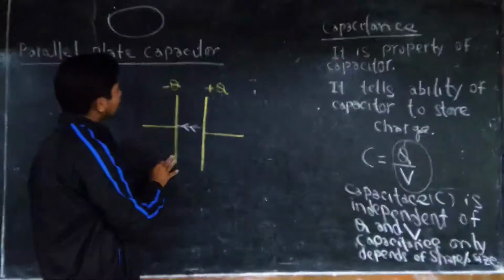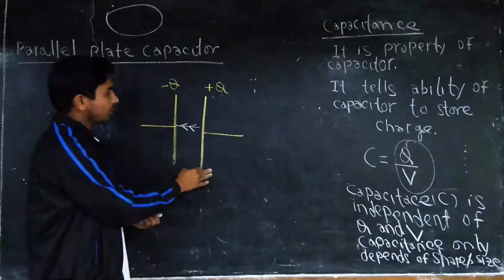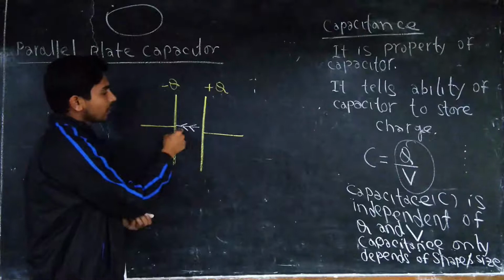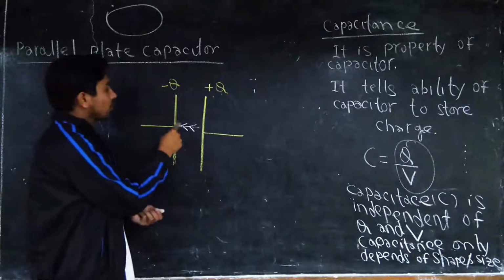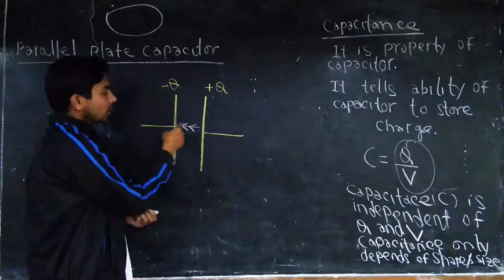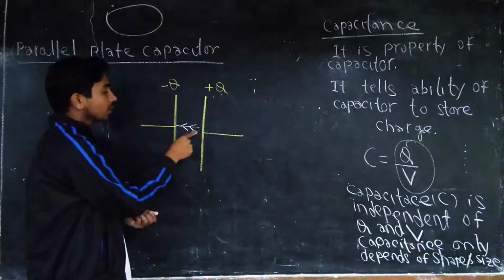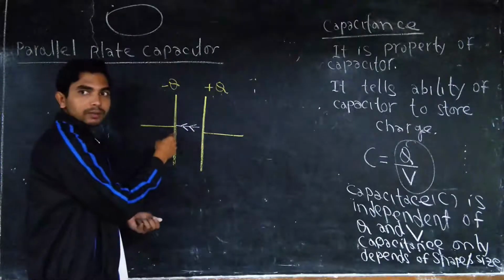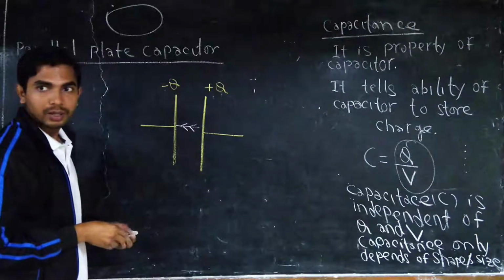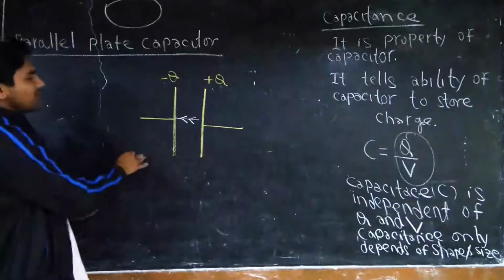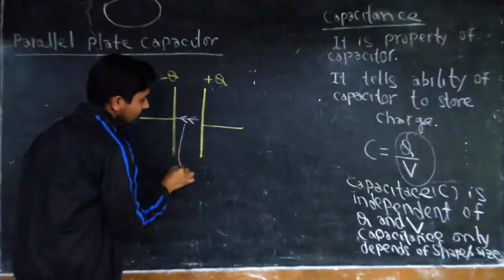So this is your negative plate, this is your positive plate, right? So there will be electric field inside the capacitor. Due to the negative plate, electric field will be towards this direction. Due to the positive plate, electric field will be in this direction. So both electric fields are in the same direction, right? Okay. So how much is the value of electric field inside the capacitor?